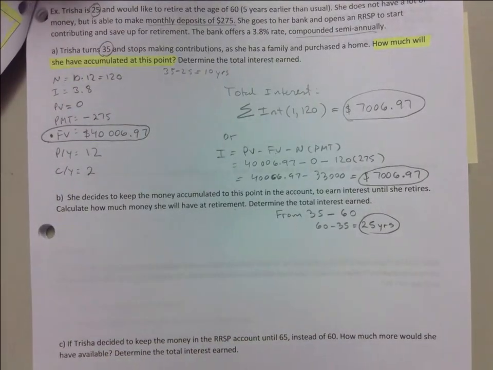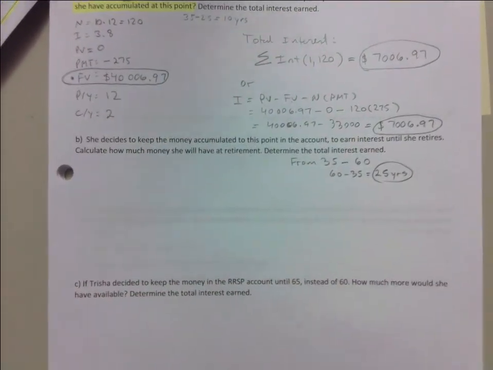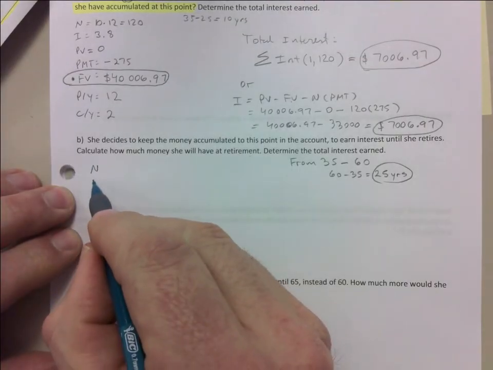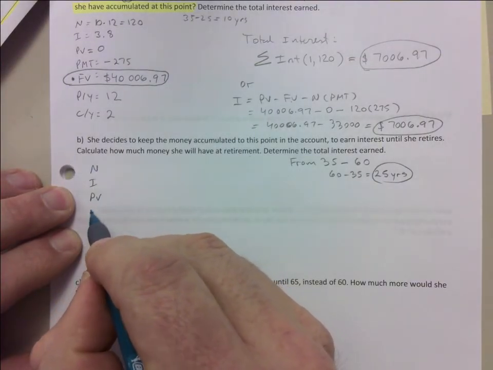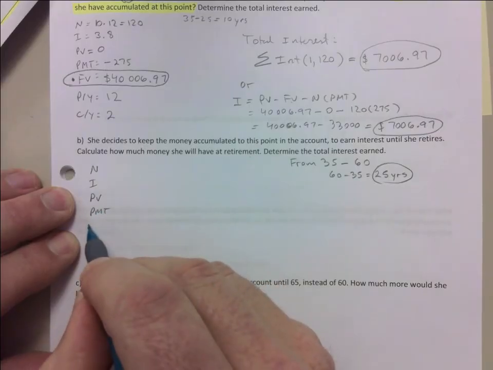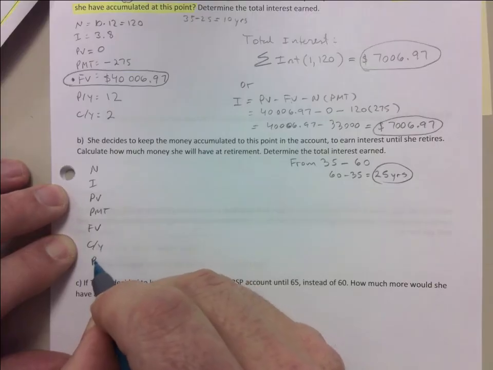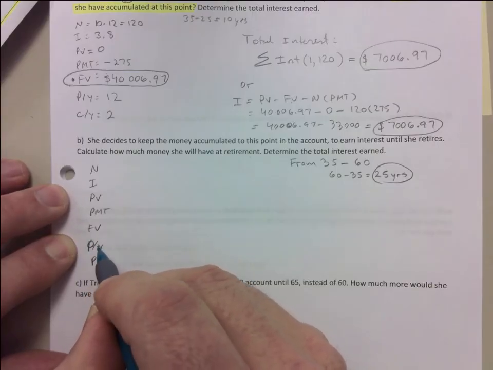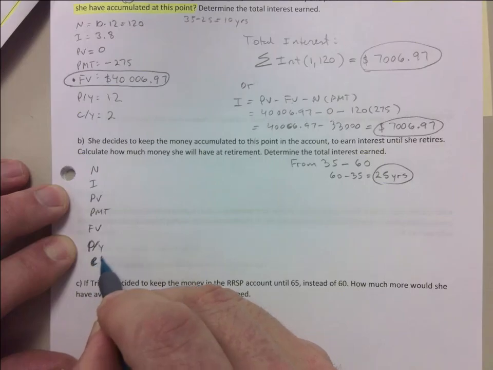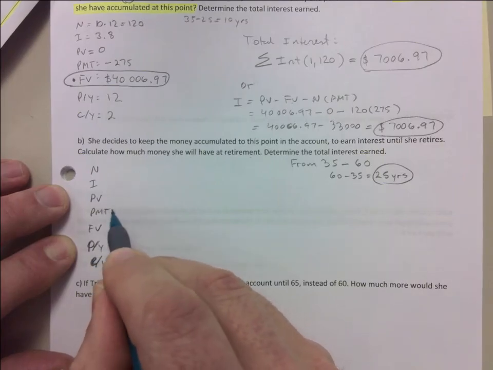I want you to do the same thing again. You do this, okay? N, I, PV, PMT. Oh, sorry, I mixed this up. PY, CY. Don't mix them up, please.